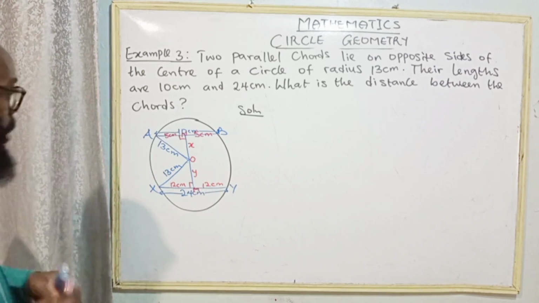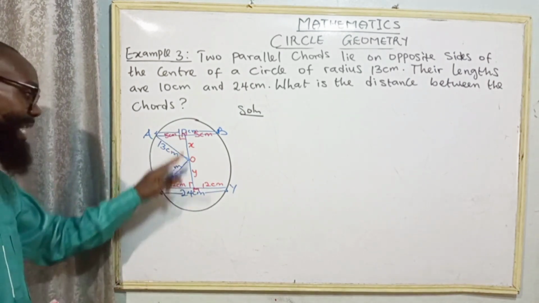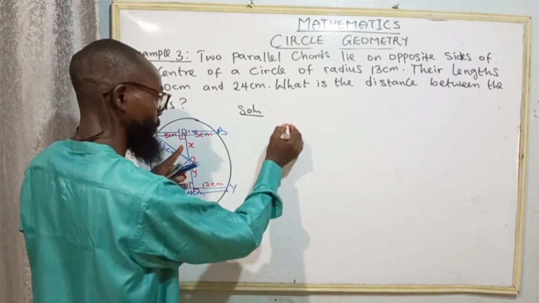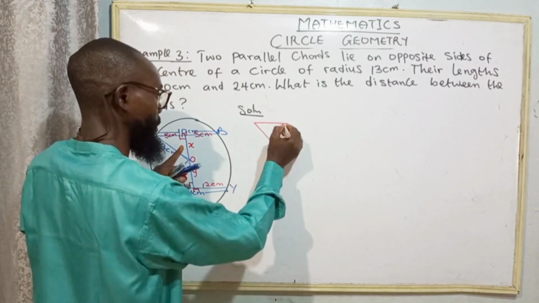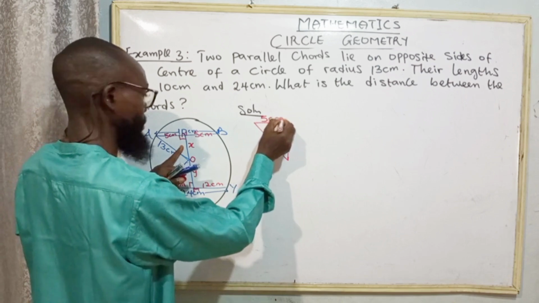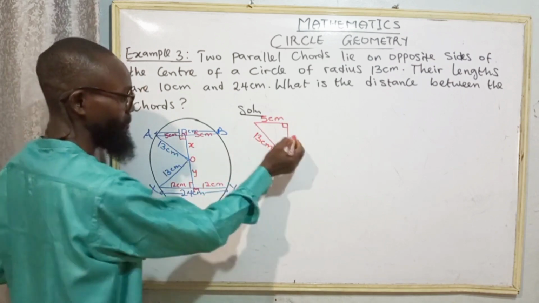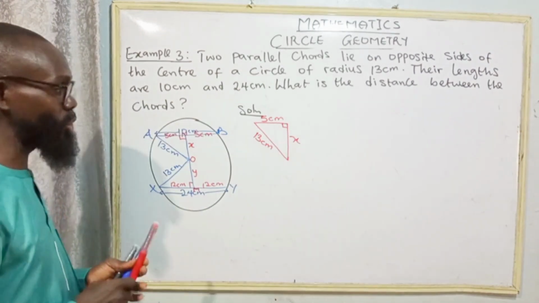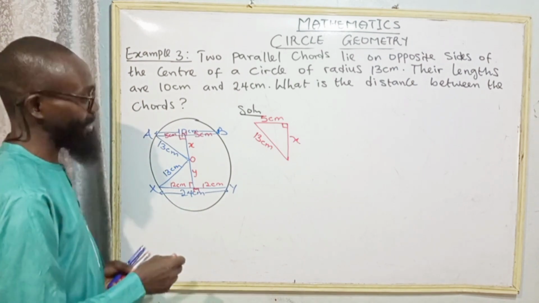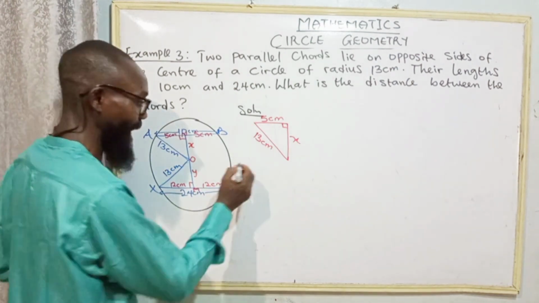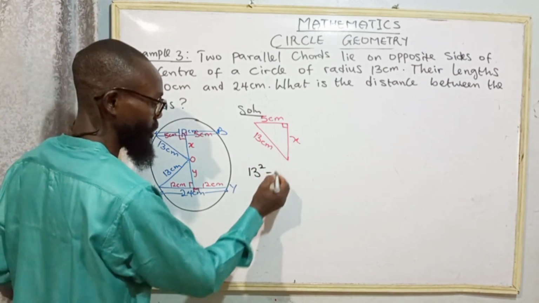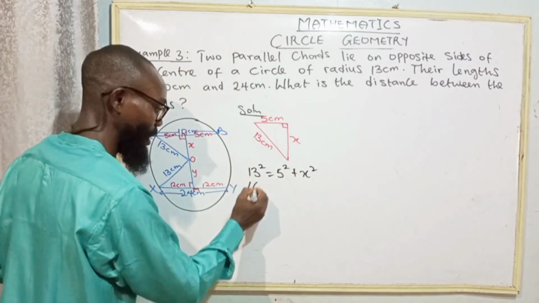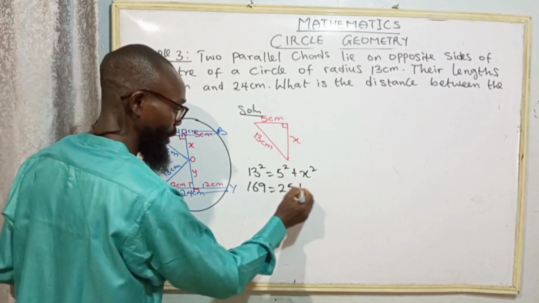Now, to get the value of x and y, we have to take out this right angle triangle separately. Taking out the first one here, where we have 5 centimeter, here we have 13 centimeter, and the value of x. We want to find the value of x. The square of the hypotenuse equals the sum of the squares of the two other sides. The hypotenuse is the side facing the 90 degrees. So we have 13 squared equals 5 squared plus x squared. 13 squared is 13 times 13, 169, equals 25 plus x squared.